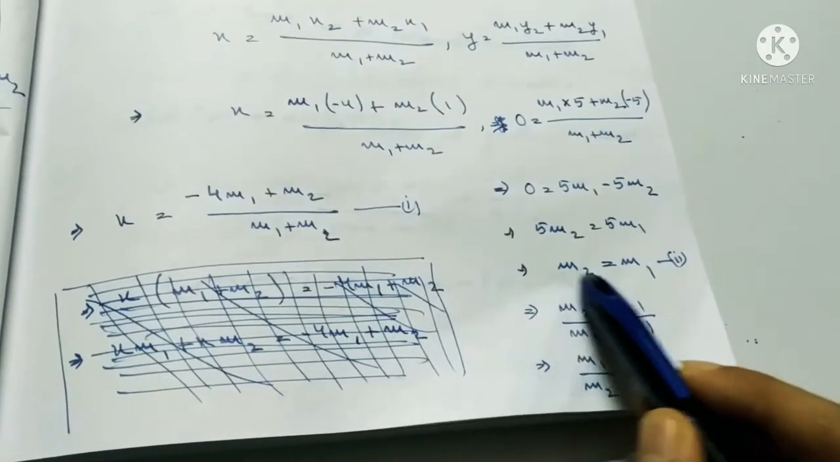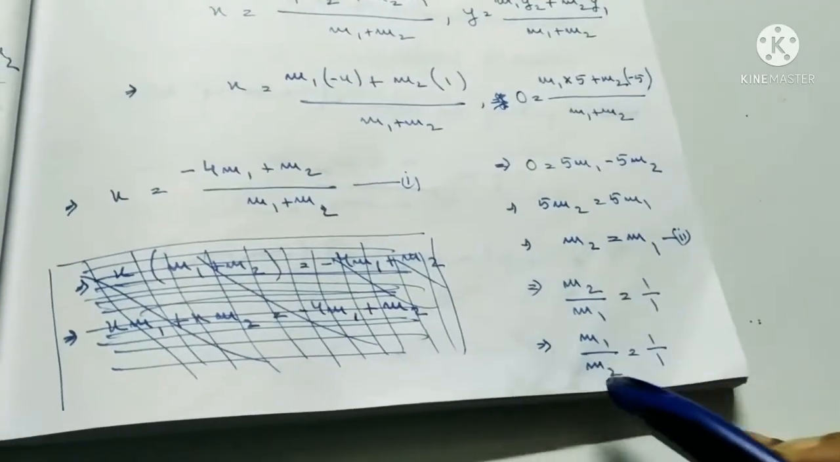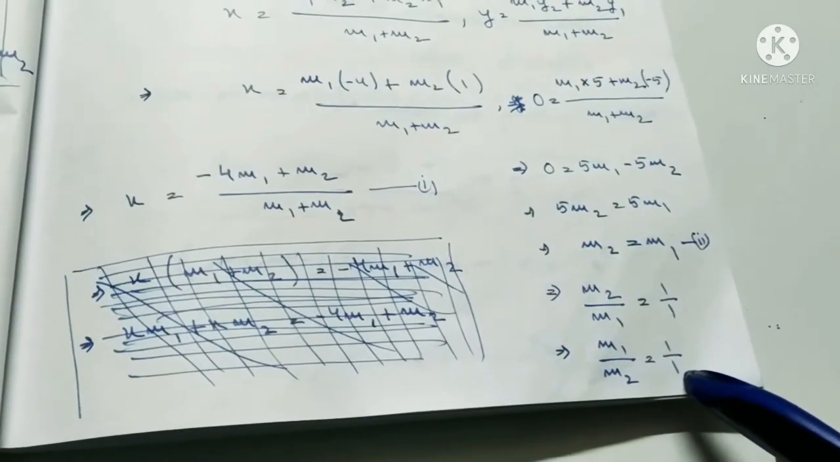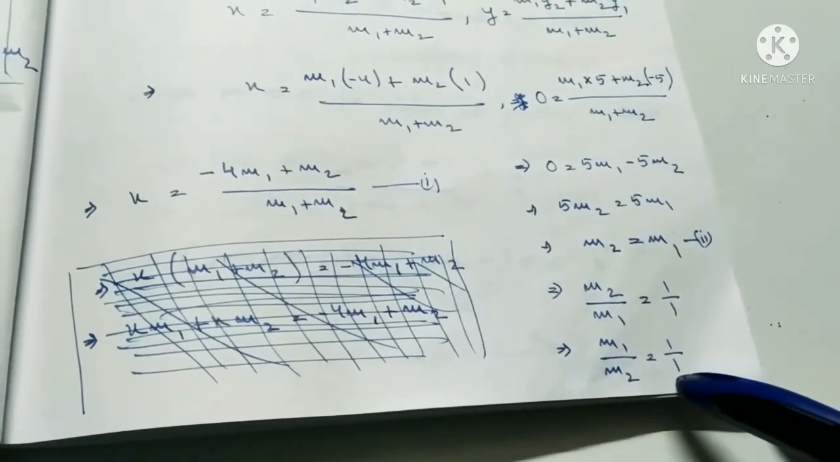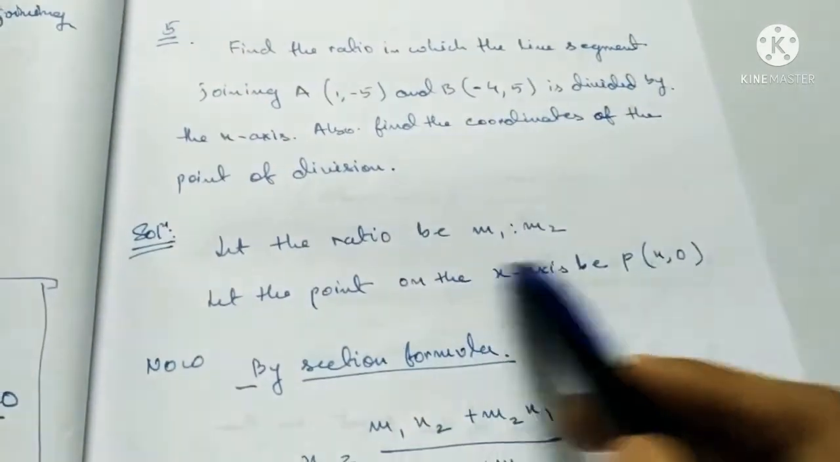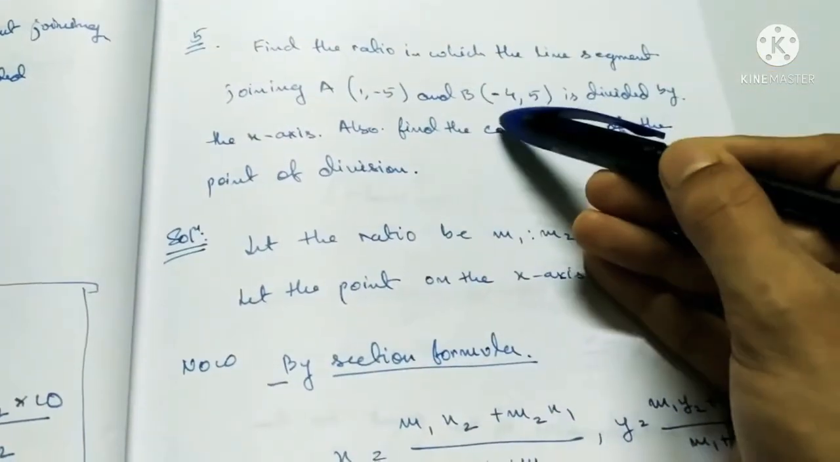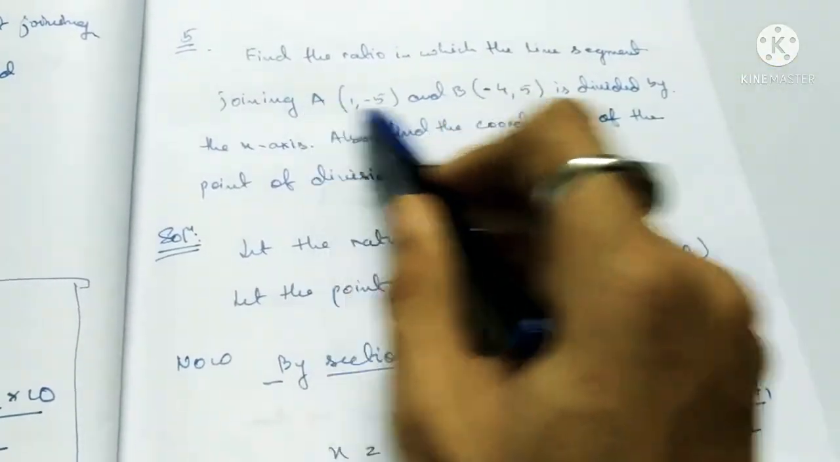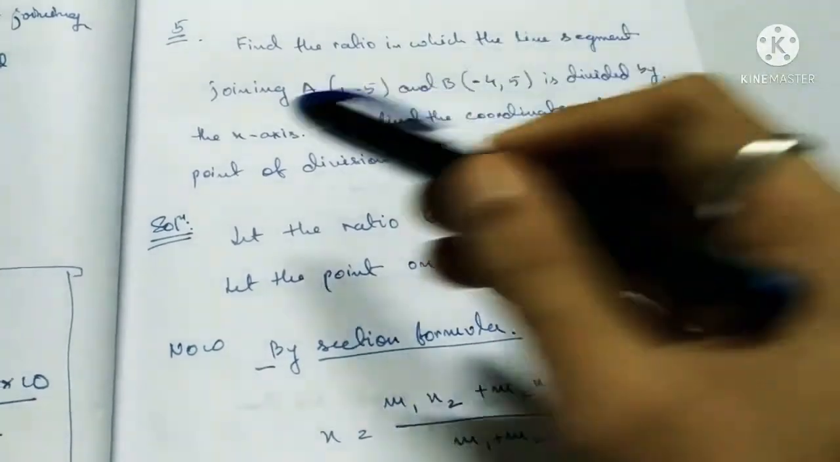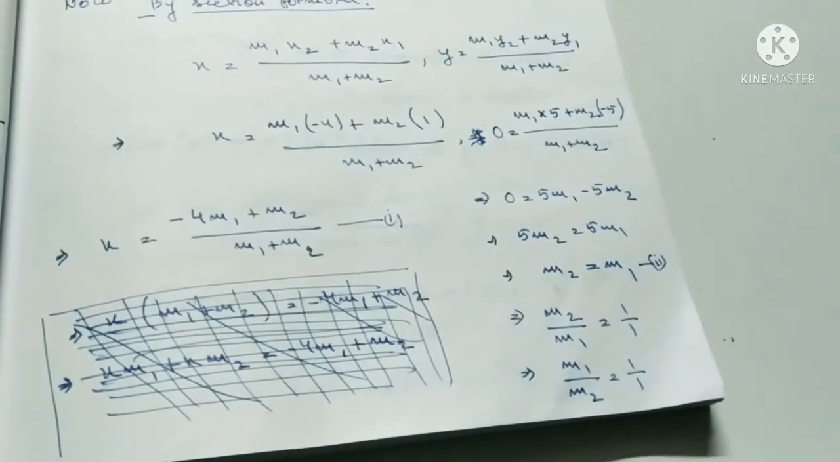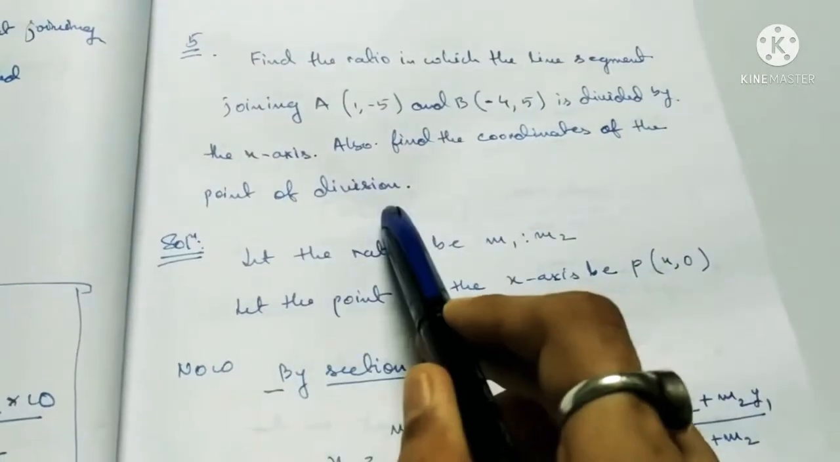If I solve it, m2 is equal to m1 means what? m1 by m2 is equal to 1 is to 1. Understand? m1 by m2 is equal to 1 is to 1. So the ratio m1 is to m2 I got. Yes, understand? In what ratio does the x-axis divide this line segment? It divides this line segment in the ratio 1 is to 1. Finished.